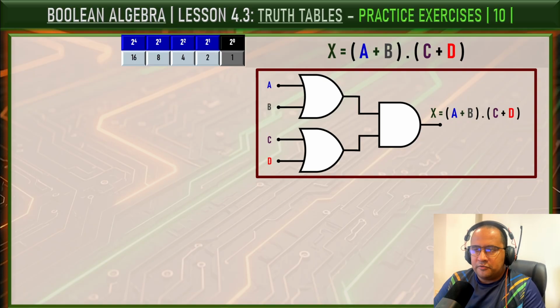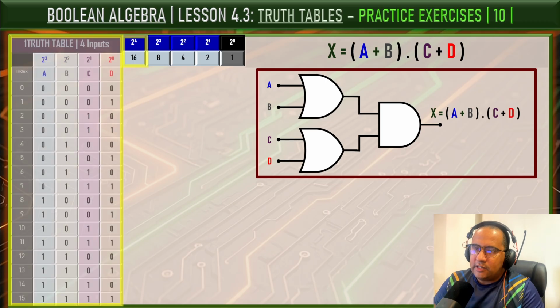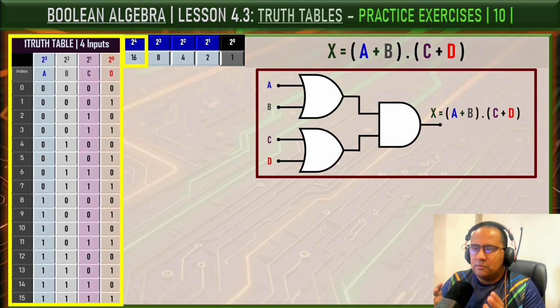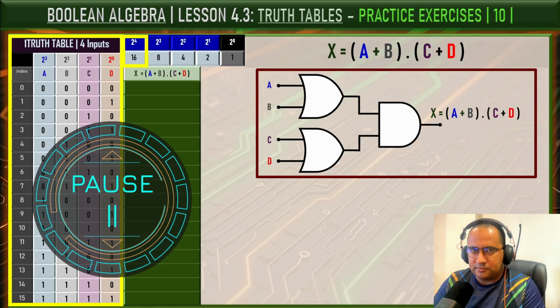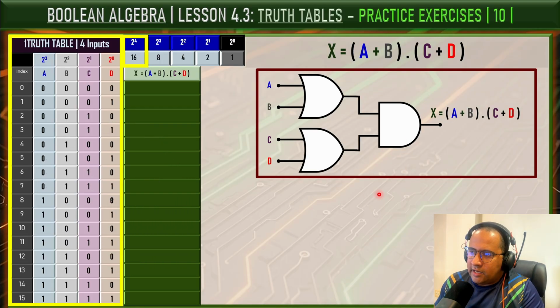Identifying the number of input variables, the truth table will contain 16 rows, okay? Pause the video and try to identify the behavior of this logical function by yourself, and try to complete the output column. Let's begin by observing the final gate of the circuit.